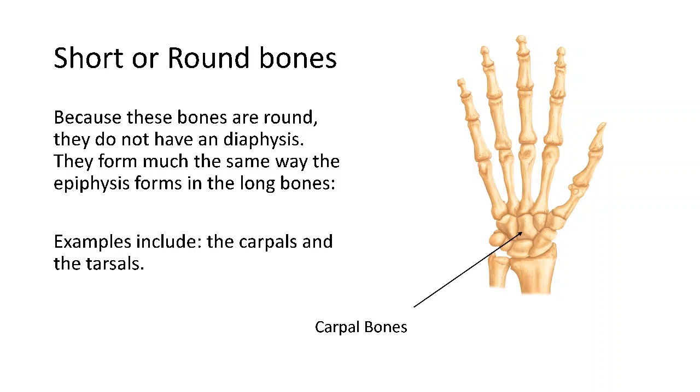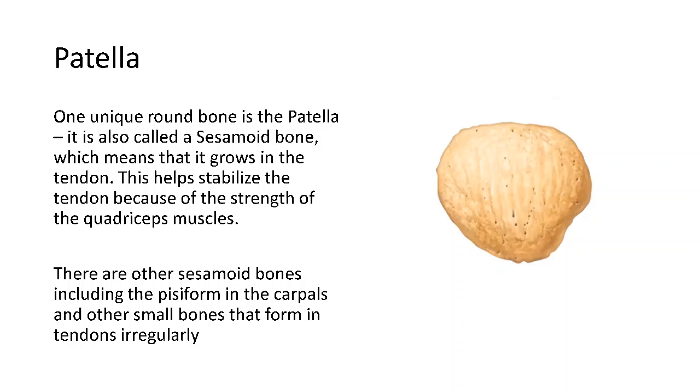We also have another very special short bone known as the patella. The patella is a unique round short bone because it's also called a sesamoid bone, which means that it grows within the tendon. This is going to help stabilize the tendon for movement of the knee.